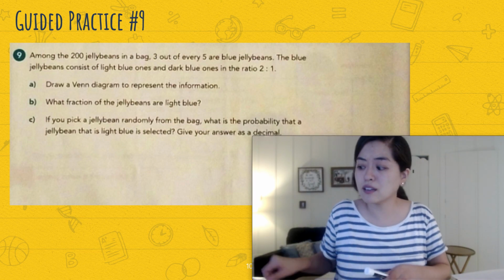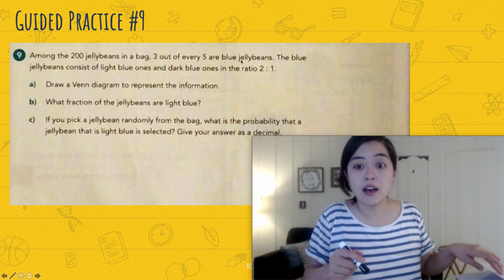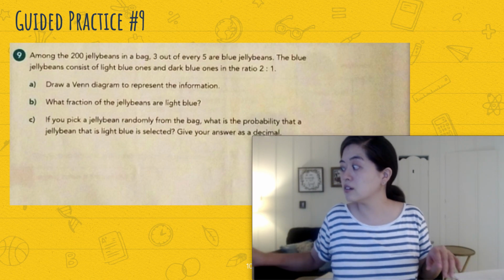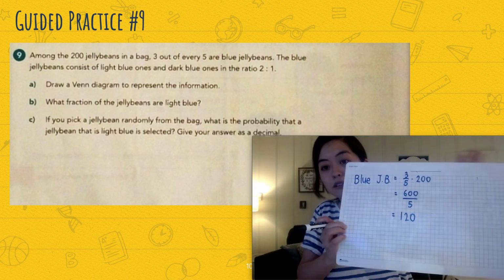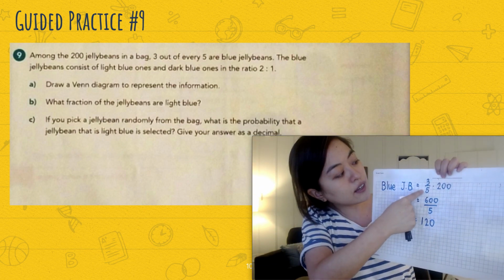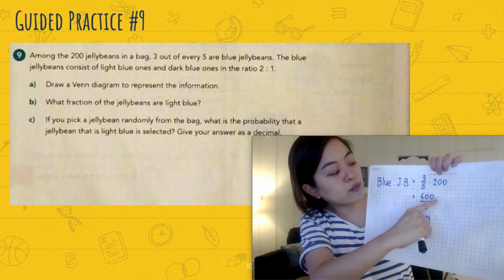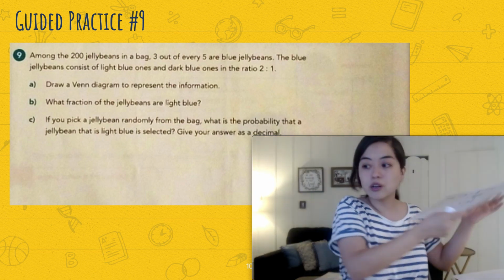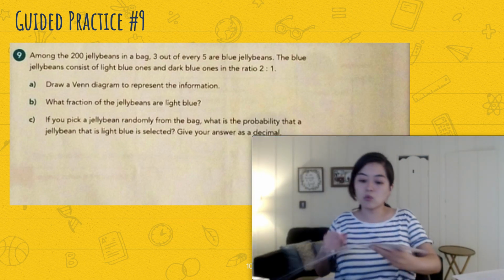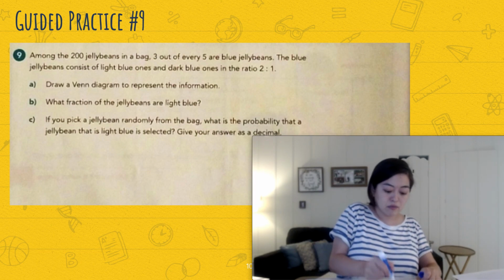So it says that 3 out of every 5 are blue jelly beans. So that means 3 out of 5 of the 200 are blue, okay? Remember, of means to multiply. So I'm going to do 3 out of 5 times 200, which is equal to 600 over 5, or 600 divided by 5, which is equal to 120. So my blue jelly beans are 120, and I'm going to write it in my chart like this, okay?